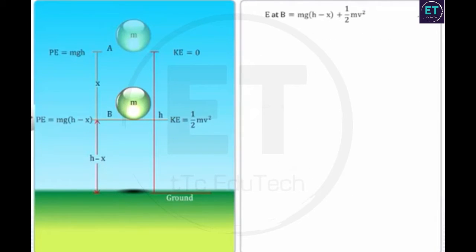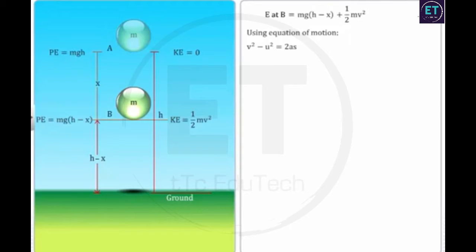To get the final velocity of the body at B, you need to apply the equation of motion related to displacement, initial velocity, final velocity, and acceleration.